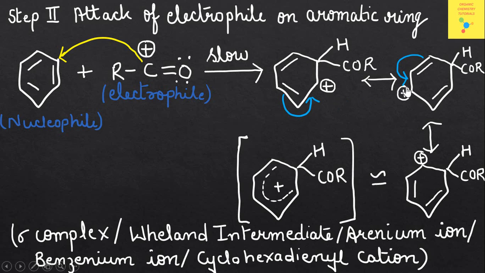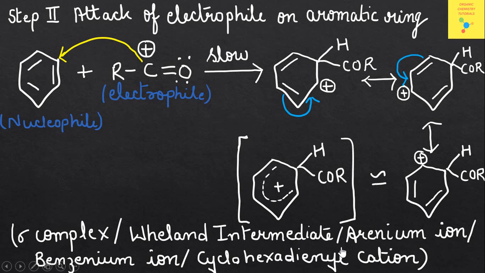Now this positive charge is stabilized by this pi bond. So in this way we get these three resonating structures of this species, and this is the resonance hybrid of all these three structures, and this resonance hybrid is the true structure actually. And this resonance hybrid is known as sigma complex or Wheland intermediate or arenium ion or benzenium ion or cyclohexadienyl cation.